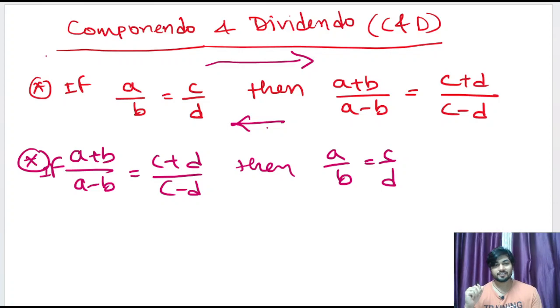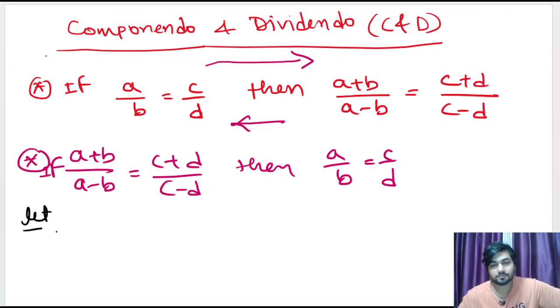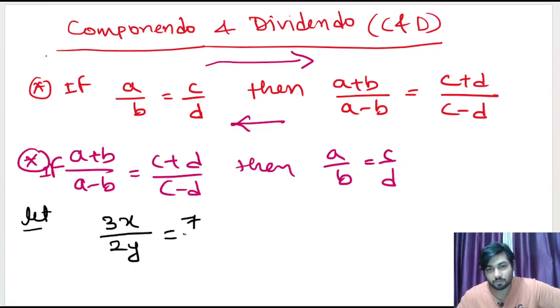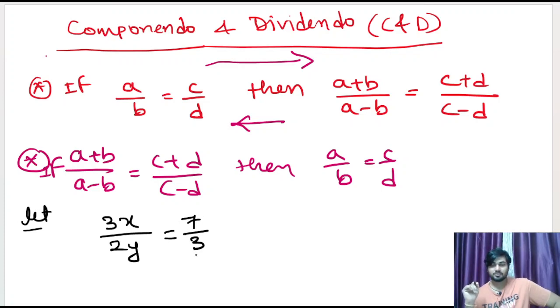Now, how to understand this? Let's understand this with an example. Let us suppose 3x upon 2y is equals to 7 upon 3. Let us assume that this is a question.